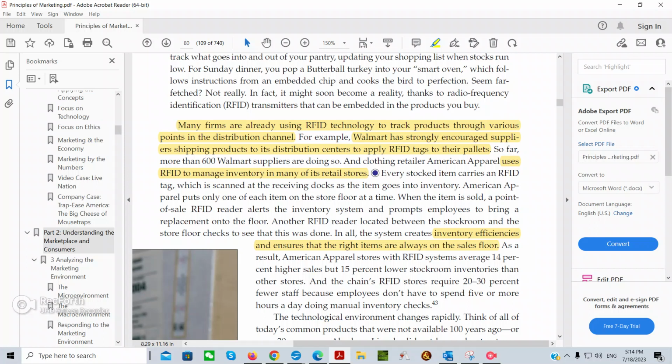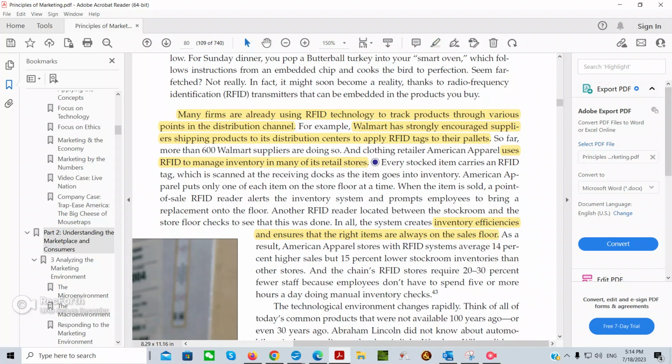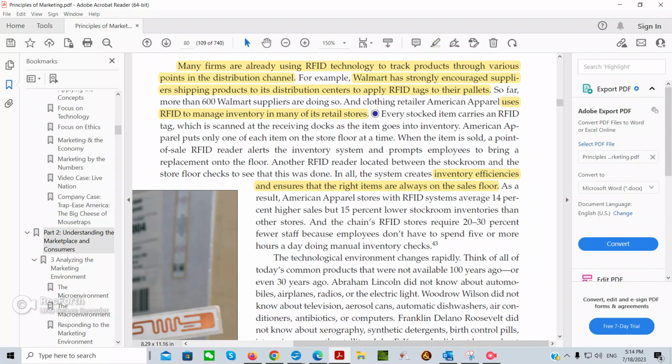As a result, American Apparel stores with RFID systems average 14% higher sales, but 15% lower stockroom inventories than other stores. And the chain's RFID stores require 20 to 30% fewer staff because employees do not have to spend 5 or more hours a day doing manual inventory checks.